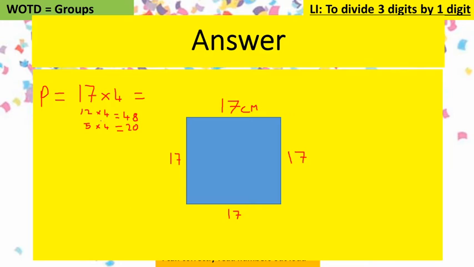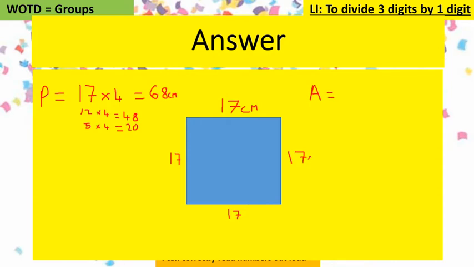You could just work out 17 times 4 in your head, because you might be able to do that. 2 times 17 is 34. 34 times 2 is 68. So there's lots of different ways you could do that. You could do 4 times 10, which is 40, plus 4 times 7, which is 28. So 40 plus 28 is another way. So the perimeter is 68 centimeters.